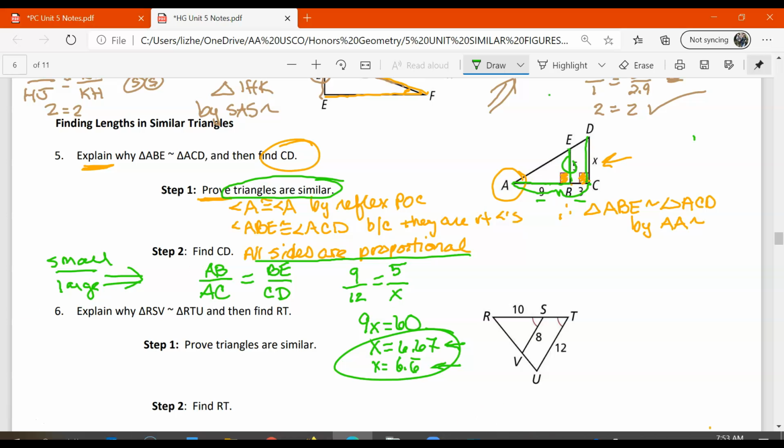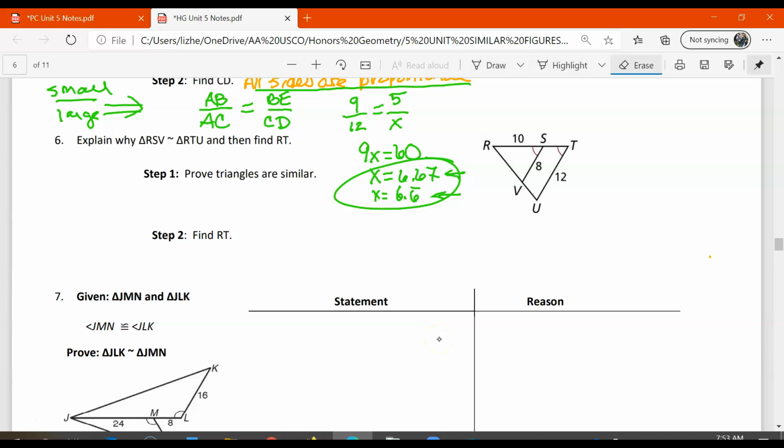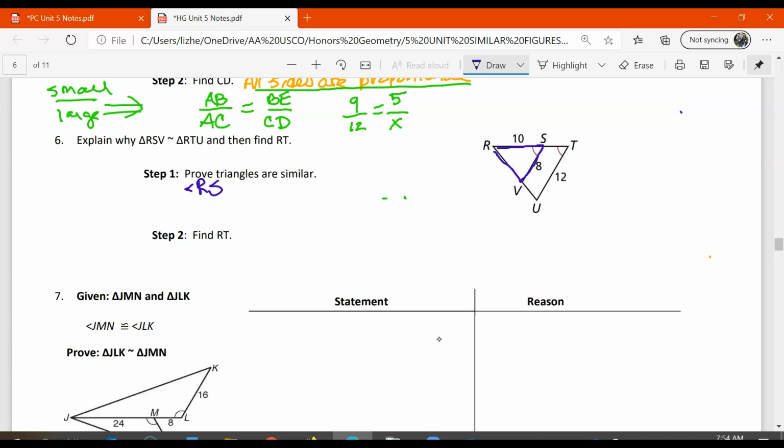Let's do number 6. Explain why triangle RSV, so that would be this little one right here, is similar, not congruent, but similar to RTU. Why would that be? Well, I see that angle RSV is congruent to angle T. Those two angles are congruent.